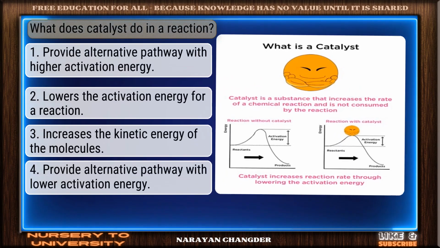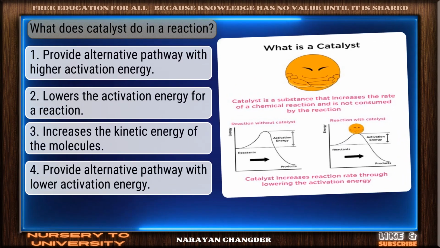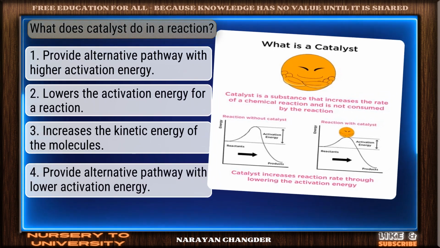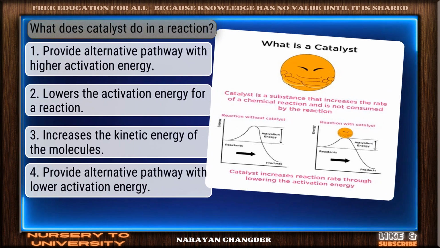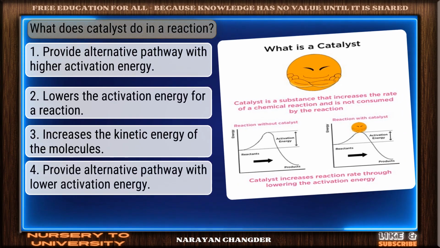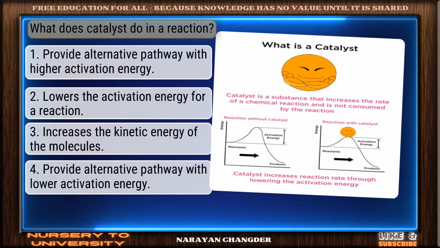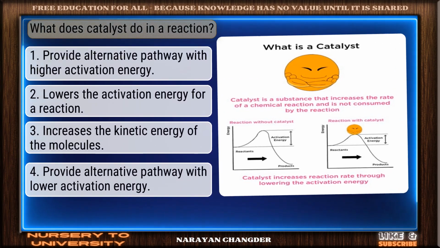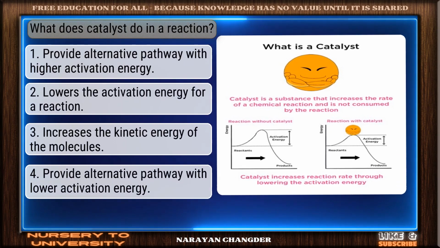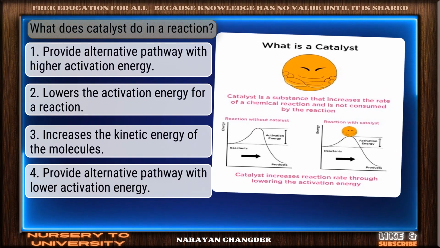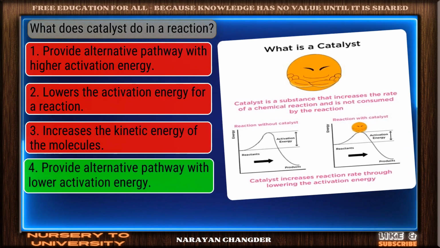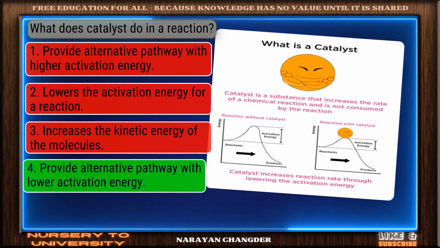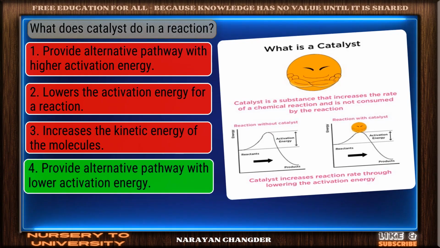What does a catalyst do in a reaction? Option 1, provide alternative pathway with higher activation energy. Option 2, lowers the activation energy for a reaction. Option 3, increases the kinetic energy of the molecules. Option 4, provide alternative pathway with lower activation energy. Exactly, provide alternative pathway with lower activation energy.